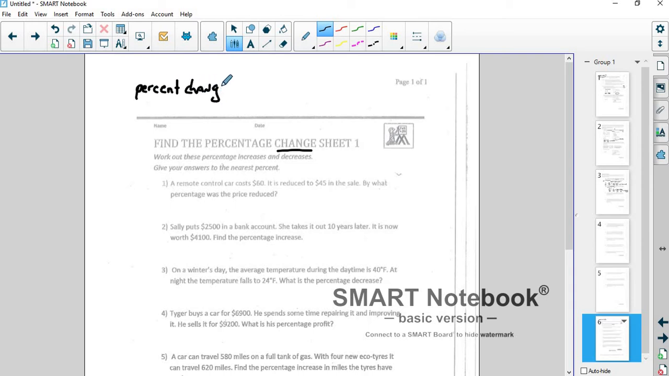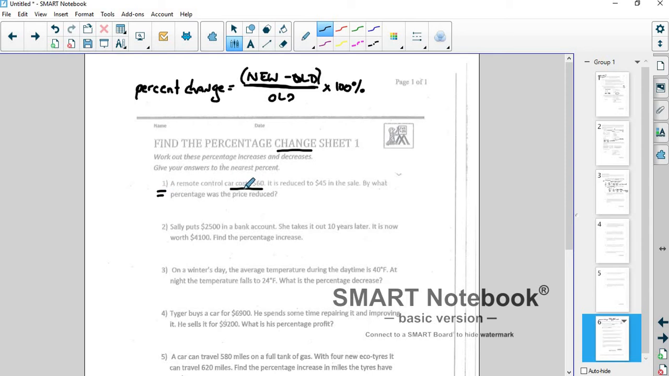is found by taking the new value minus the old value. That's how you find your absolute change, right? The new minus the old. And then you divide by the old and multiply by 100%. So new minus old is the difference, the absolute difference. And then you take the difference compared to the original price, the old number, whatever it is, and multiply by 100%.